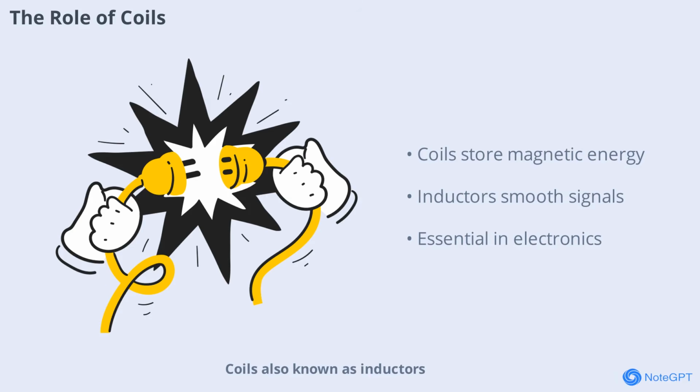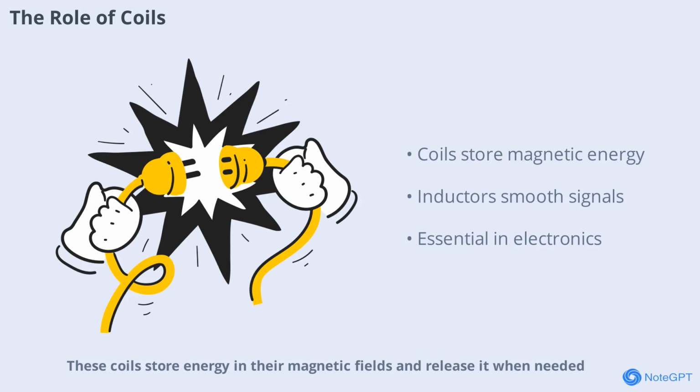Coils, also known as inductors, are the most common components used to harness inductivity. When you see a tightly wound wire in an electronic device, you're likely looking at an inductor. These coils store energy in their magnetic fields and release it when needed.